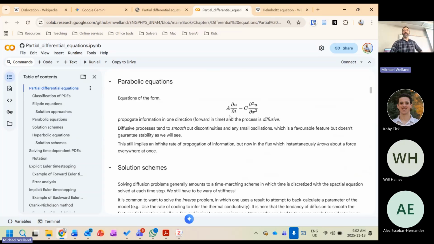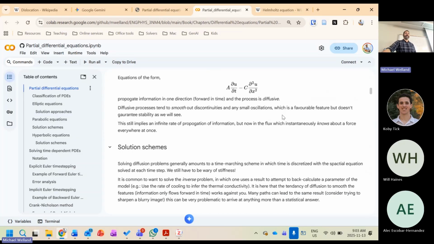So equations of this form, you have one derivative in time, two in space. They are your parabolic equations. What that means is that typically, this is anything where you have a divergence of a flux, which is actually conservation, which is very common in physics.